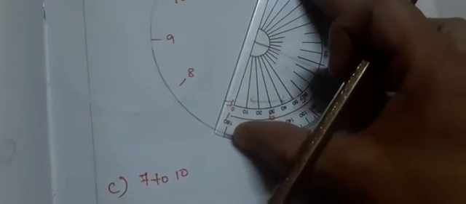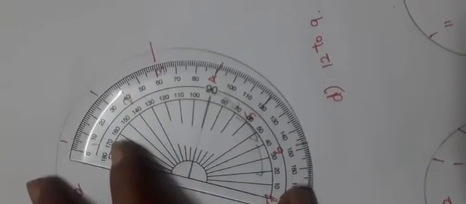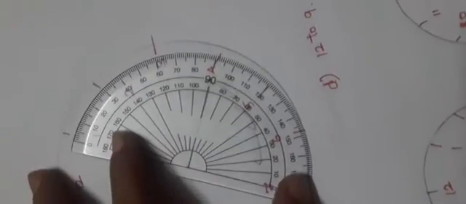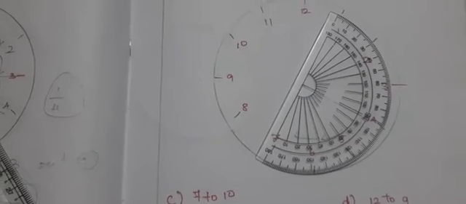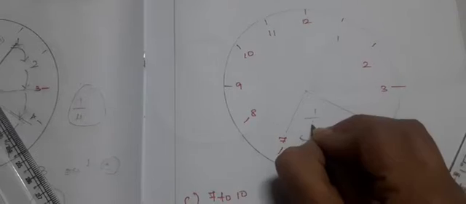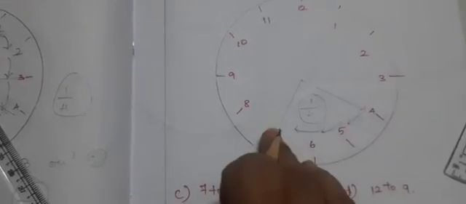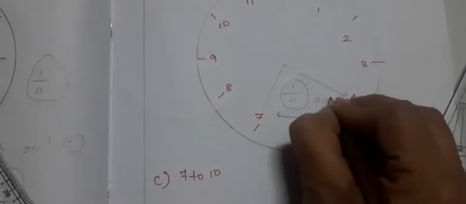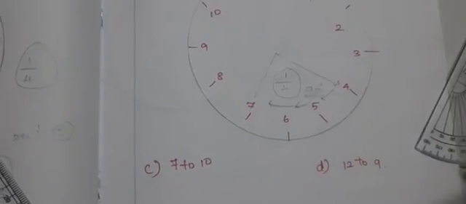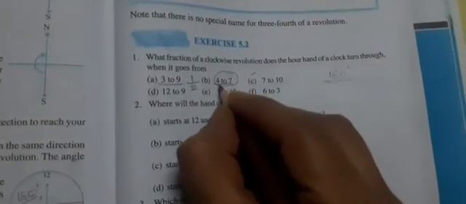So keep the protractor exactly on the vertex of the angle here. So it forms exactly a 90 degree. So every 3 hours from the starting point of an angle, it forms exactly 1 by 4th of the revolution. So here also 1 by 4th of the revolution is being made. So 1 by 4 means it is 90 degree. So the answer for 4 to 7 is 1 by 4 of the revolution.